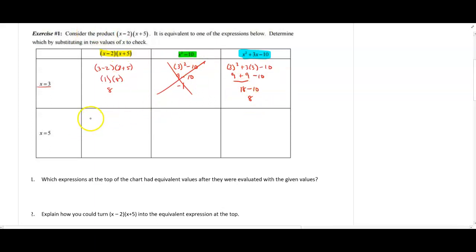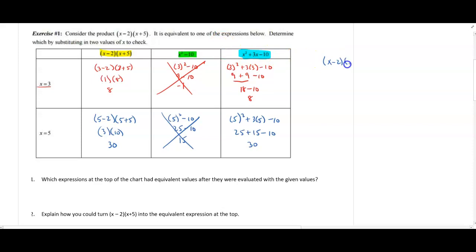Now, does this sometimes or always happen? Well, let's check. Let's substitute 5 in now. 5 minus 2 times 5 plus 5 gives me 3 times 10, which is 30. Now if I do 5 squared minus 10, 25 minus 10 is 15. That doesn't match up, but 5 squared plus 3 times 5 minus 10 will give me 25 plus 15 minus 10, which gives me 30. Therefore, this is showing that x minus 2 times x plus 5 is equivalent to x squared plus 3x minus 10.